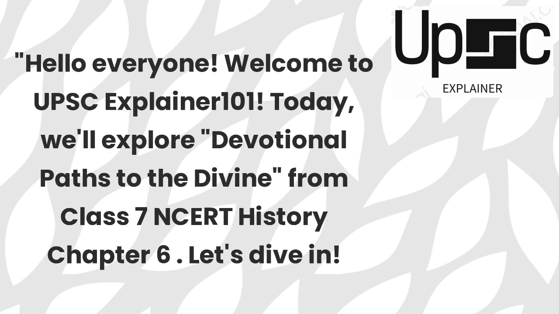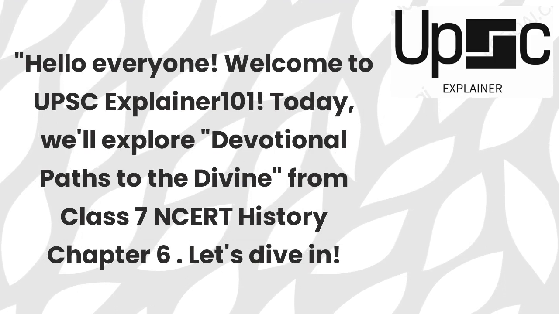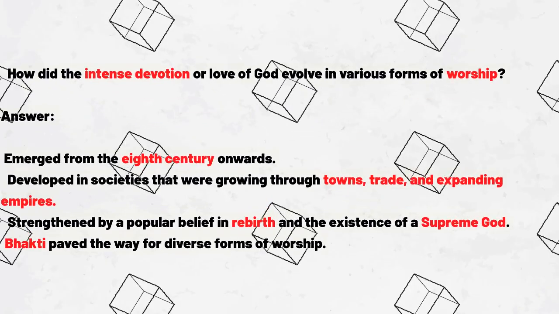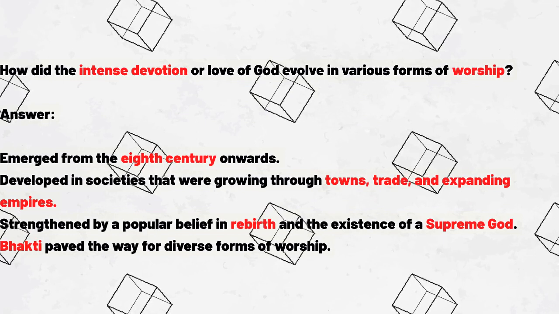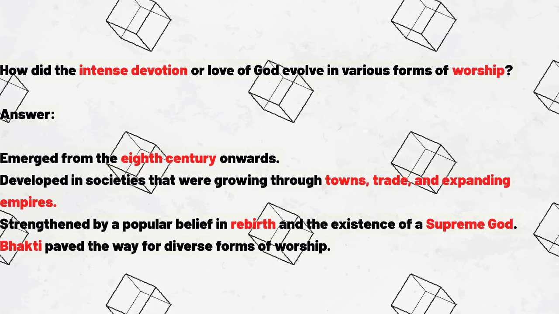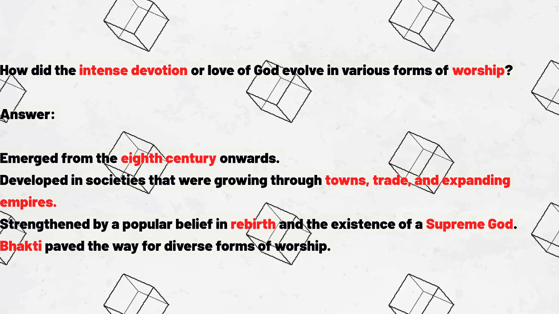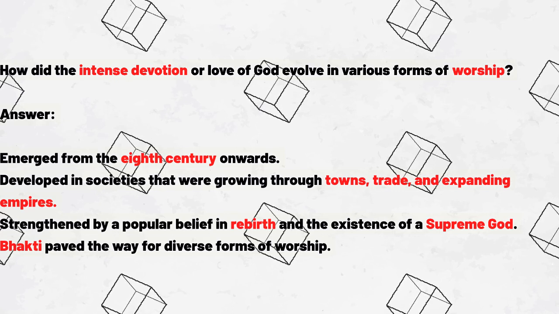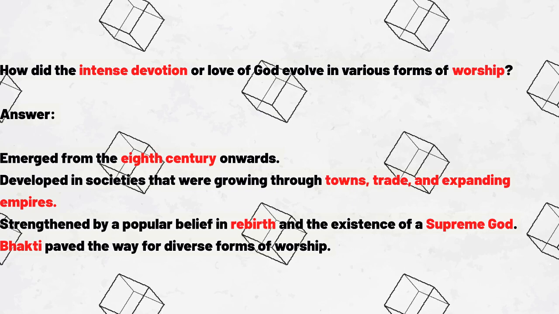Today, we'll explore devotional paths to the divine from Class 7 NCERT History Chapter 6. Let's dive in. How did the intense devotion or love of God evolve in various forms of worship? Answer. Bhakti emerged from the 8th century onwards, developed in societies that were growing through towns, trade, and expanding empires, strengthened by a popular belief in rebirth and the existence of a supreme God. Bhakti paved the way for diverse forms of worship.